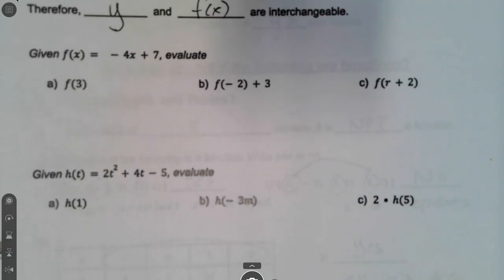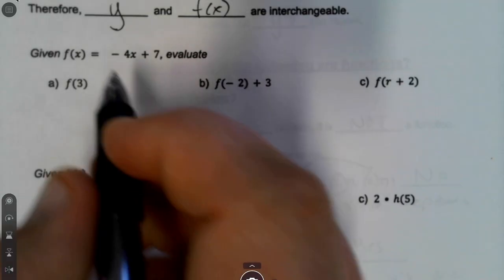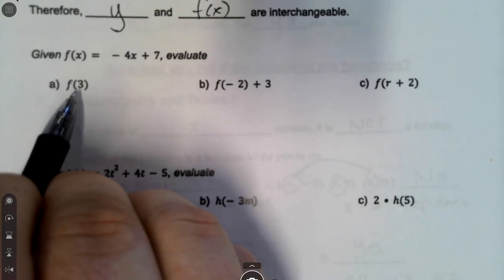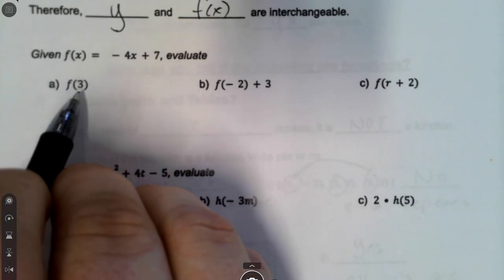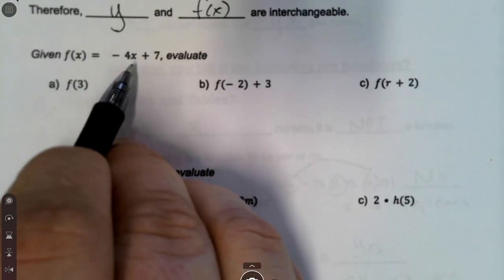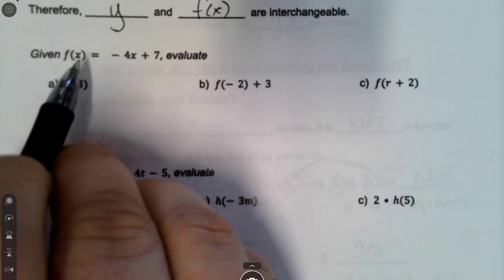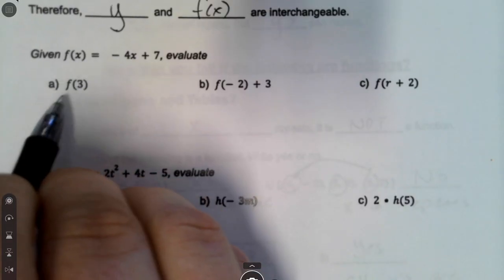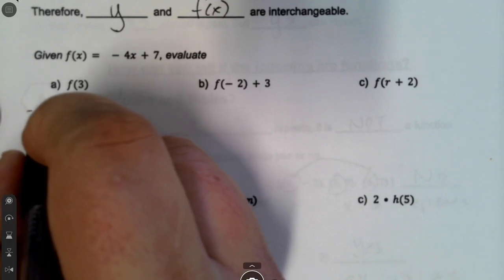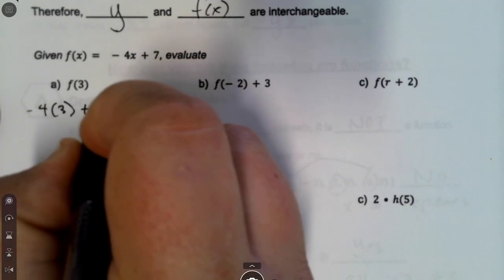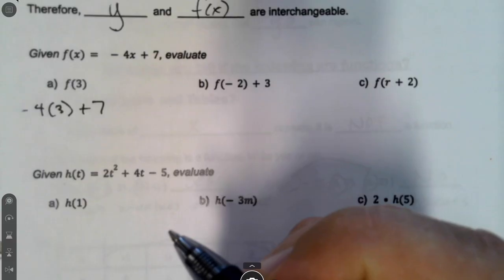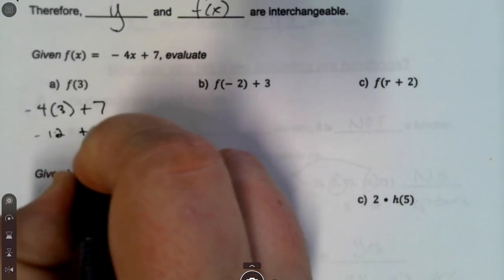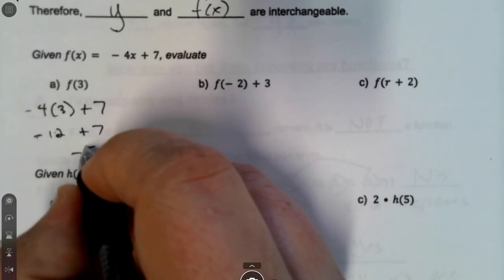One thing you need to know how to do is, when they give you a function in function notation where it says f of x, they might ask you to find f of 3. What they're asking you to do is, instead of putting x in the function, replace that x with a 3. It's like they're substituting 3 in for the x. So instead of saying f of x, we say f of 3. We just rewrite this equation and plug 3 in for the x. Then I simplify. Negative 4 times 3 is negative 12. Negative 12 plus 7 is negative 5.